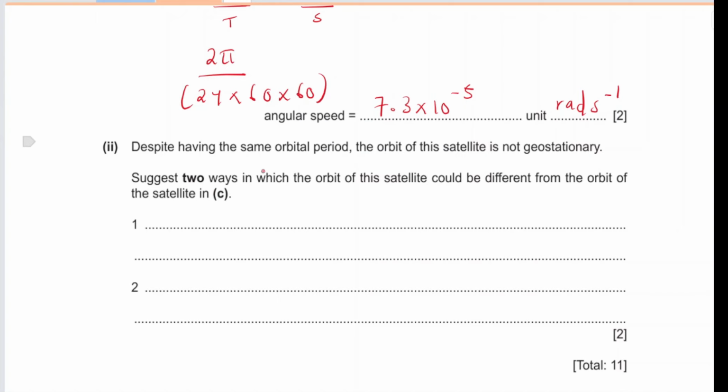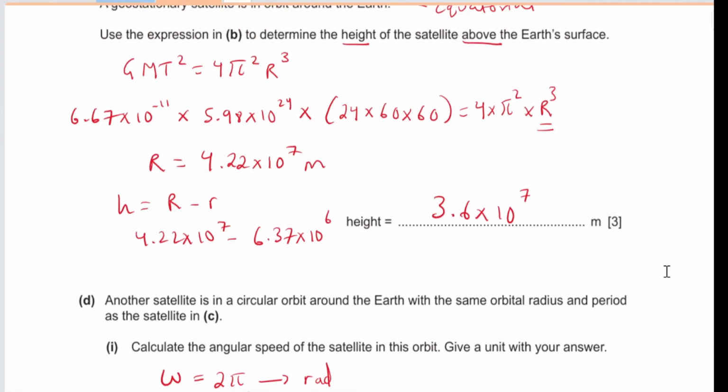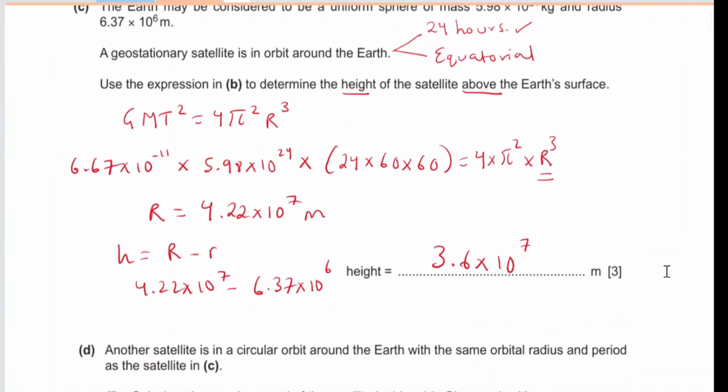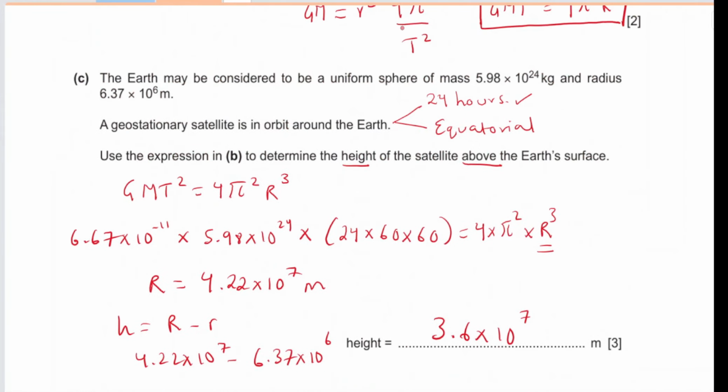They say that despite having the same orbital period, which is 24 hours, the orbit of the satellite is not geostationary. So there's two ways in which this orbit could be different from the orbit of that one. Again, this comes back to the features of a geostationary orbit. And I think I forgot one more over here. In the features, we have one more feature, which is a geostationary orbit travels from west to east, right? That's one of the main features of a geostationary orbit.